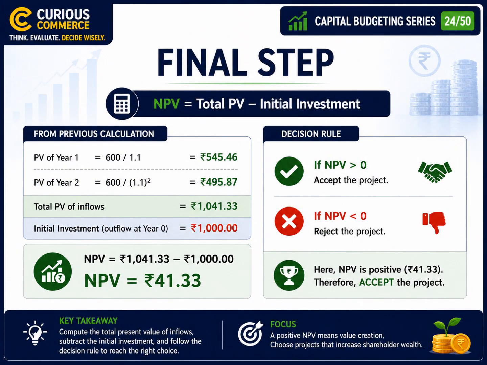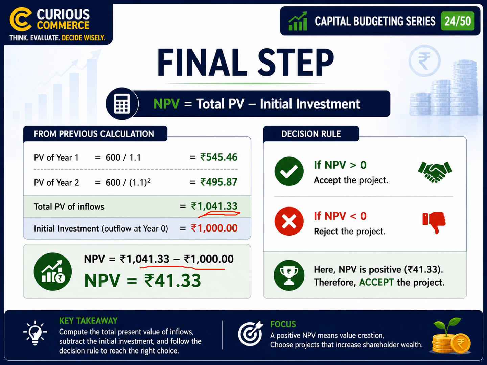Now the final step is NPV equals total present value minus initial investment. The total present value is 1041.33 minus the initial investment of 1000 rupees. The NPV is 41.33 rupees.